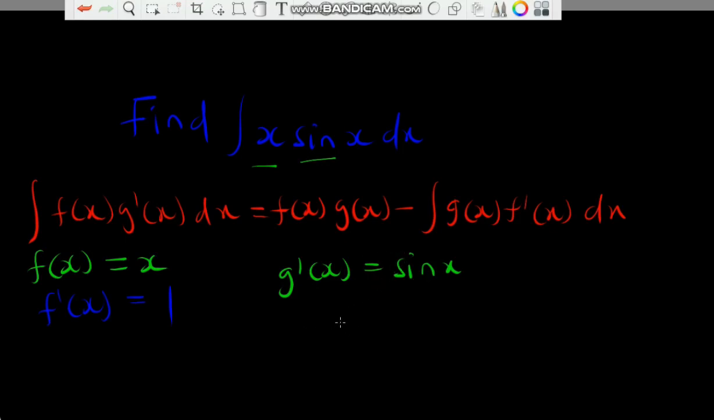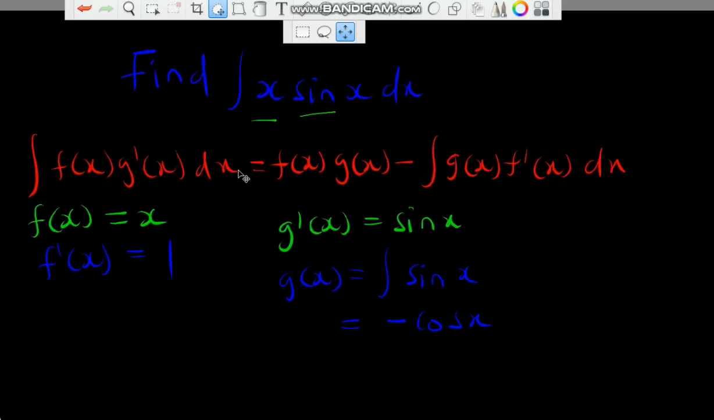So I'm going to find the antiderivative of this function here. So g of x will be equal to the antiderivative of sine of x, and that'll give me negative cosine of x. So that's the value for our g of x. So what you will do now is substitute what you've gotten here into the formula. You're going to put g of x here and then f prime of x here. So you're going to substitute everything into this general formula.